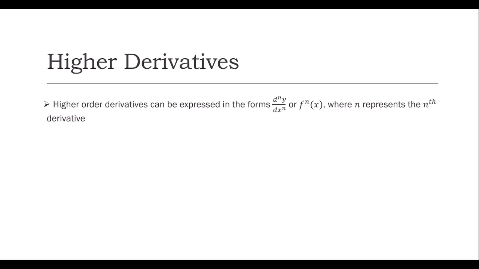So for higher derivatives, your higher order derivatives can be expressed in the form of d to the n y over dx to the n, or f to the n of x, where n represents the nth derivative. So if you wanted the 10th derivative, you would say d to the 10 y over dx to the 10, or you could say f to the 10 of x, so the 10th derivative.